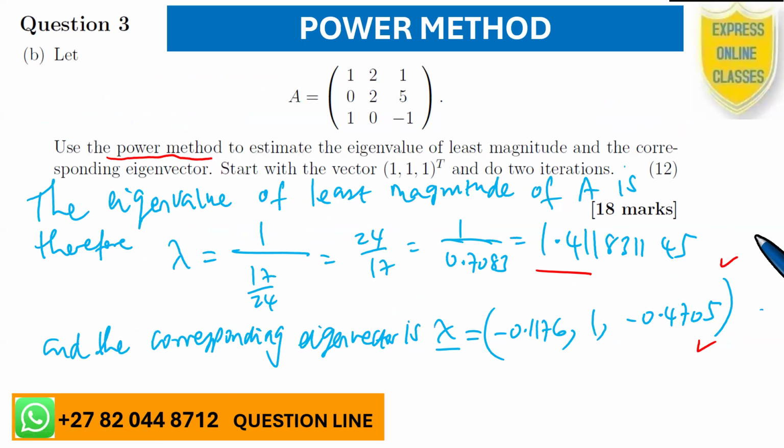Right, this is the answer we've got: the eigenvalue of least magnitude and the corresponding eigenvector.